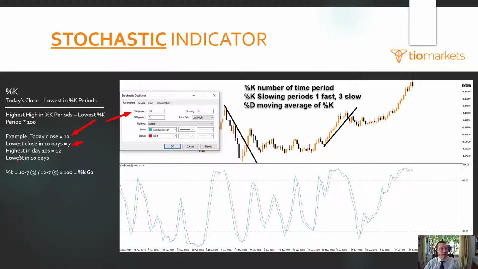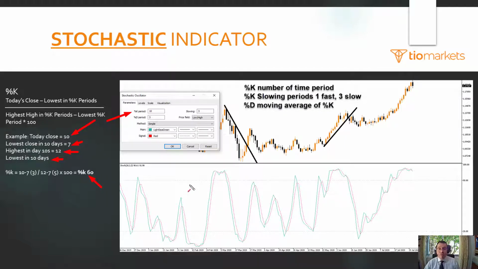The highest price in 10 days was 12. And the lowest, 10. So percentage K equals 10 minus 7. So the highest price, or today's close was 10, minus the lowest, 7, gives us 3. And then you have the highest price of 12 minus 7, gives us 5. So we take 3 divided by 5 times 100, gives us 60.